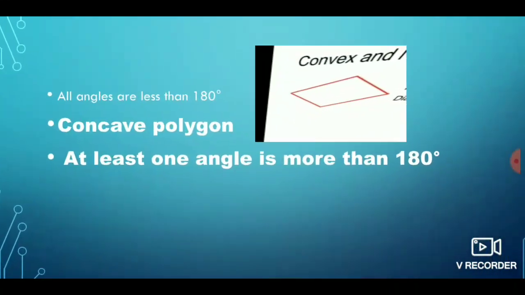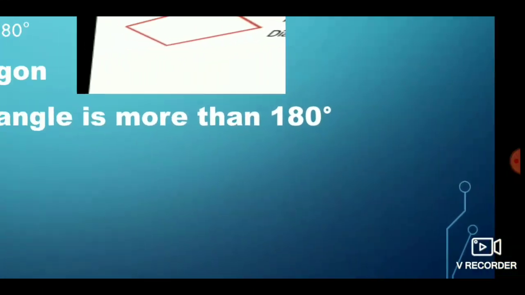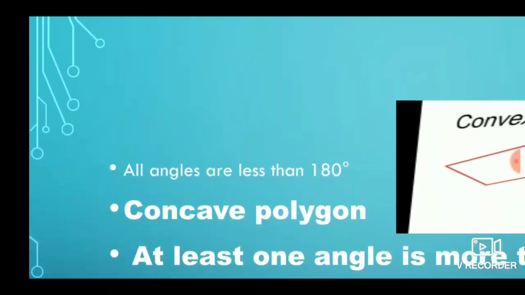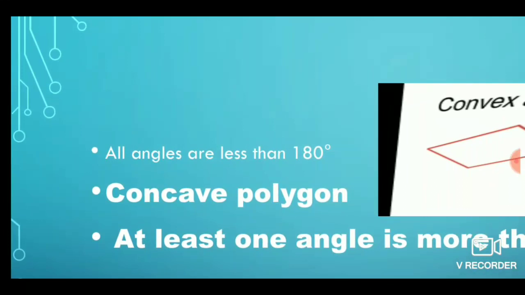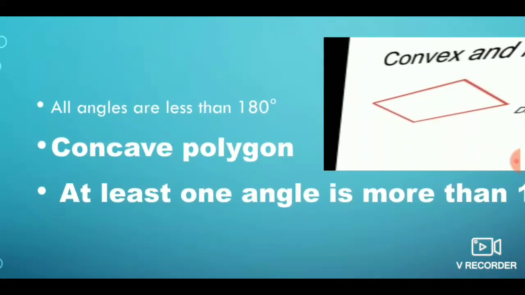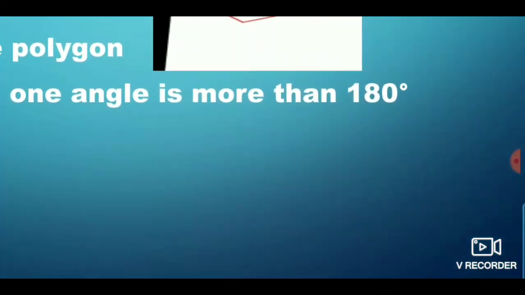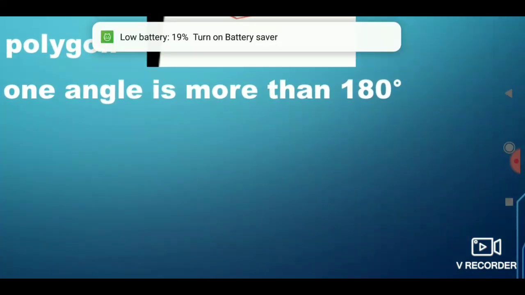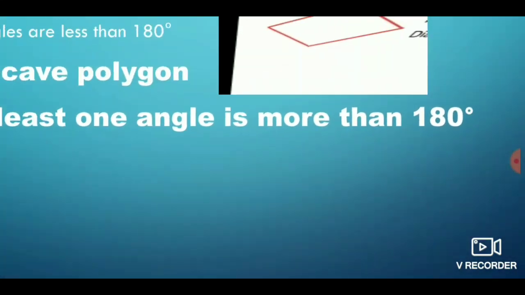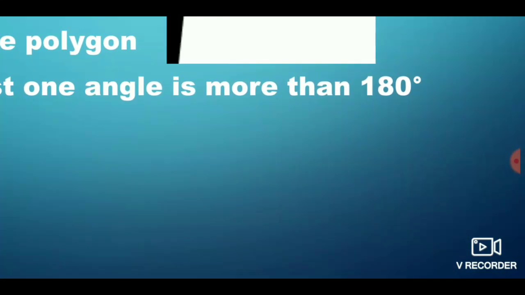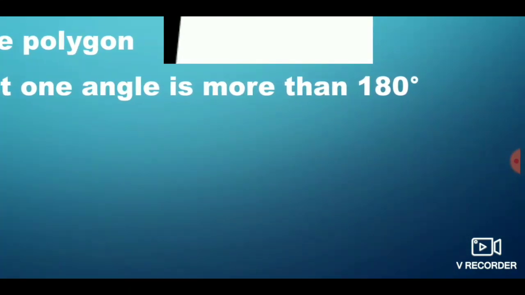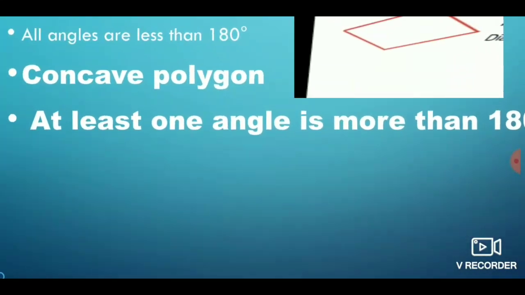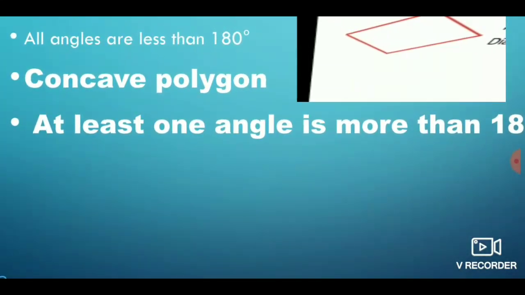And now let's do our concave polygon. These are the two types of polygon. In a concave polygon, at least one angle is more than 180 degrees. We can also say that at least one angle is a reflex angle, that is, between 180 degrees and 360 degrees. And the diagonals may lie in the exterior of the figure in a concave polygon.